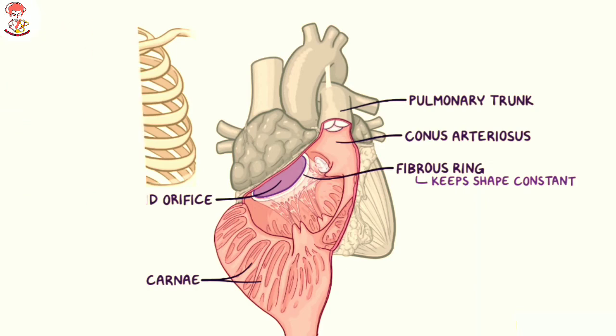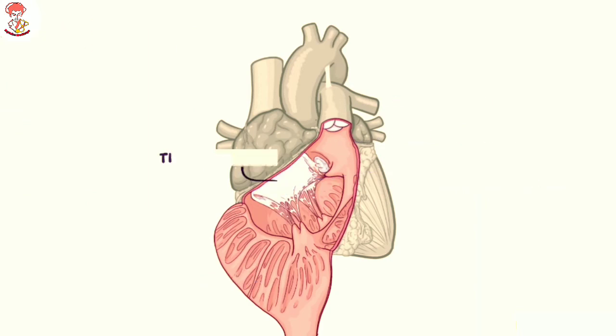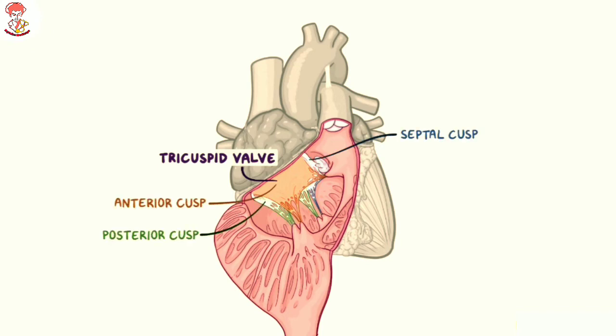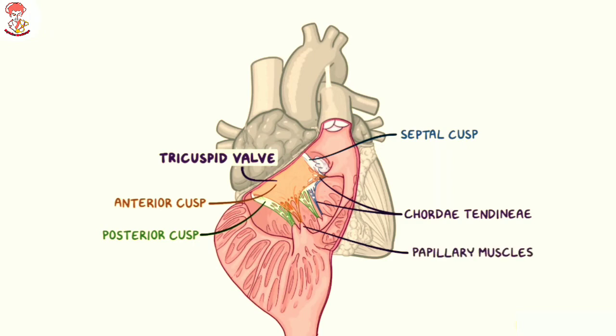And in order for blood to flow from the right atrium to the right ventricle at exactly the right time during each heartbeat, there is the tricuspid valve attached to the tricuspid orifice. It's called the tricuspid valve because it has three cusps or leaflets that open and close during diastole and systole: an anterior one, a posterior one, and a septal one. The base of each cusp is attached to the fibrous ring, while the free edges of the cusps are attached to chordae tendineae. These chordae tendineae anchor the leaflets to papillary muscles, which are projections of the right ventricle.